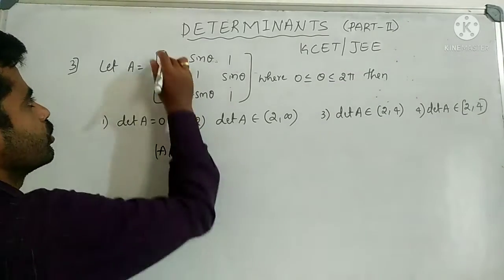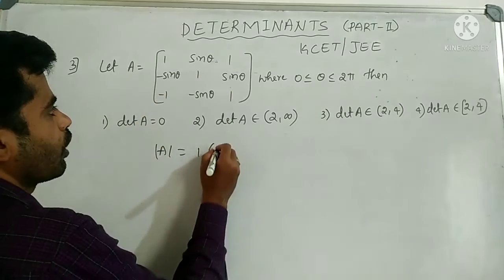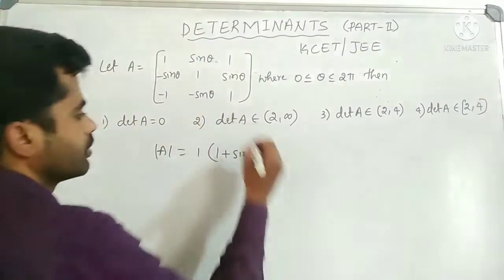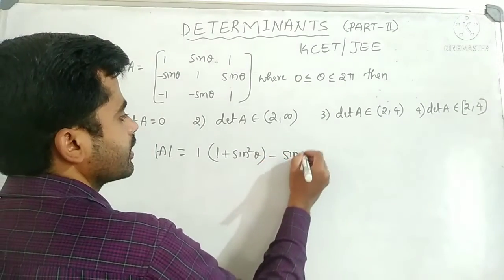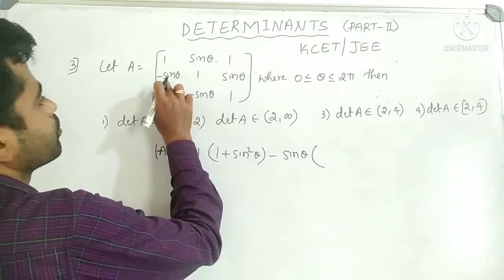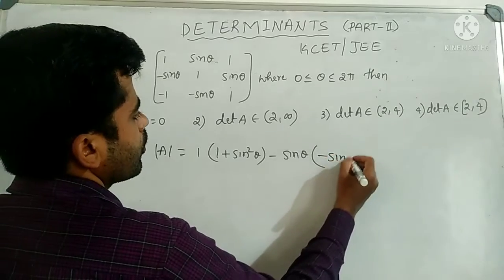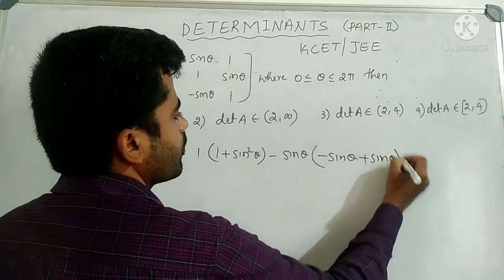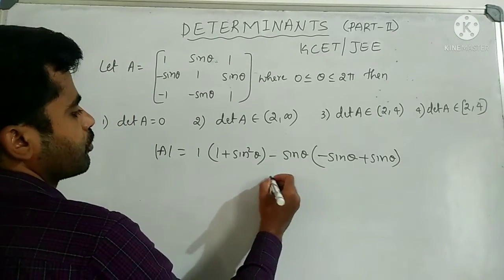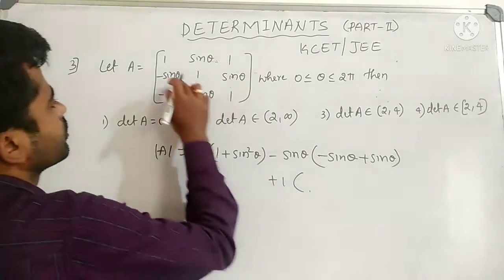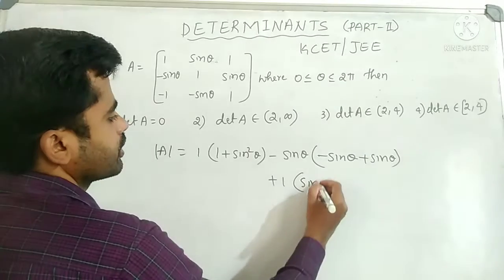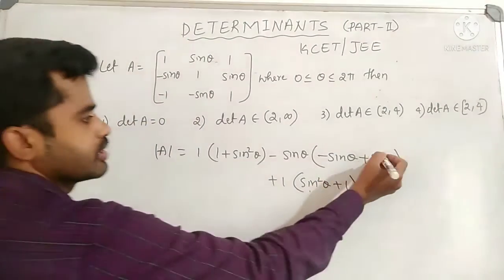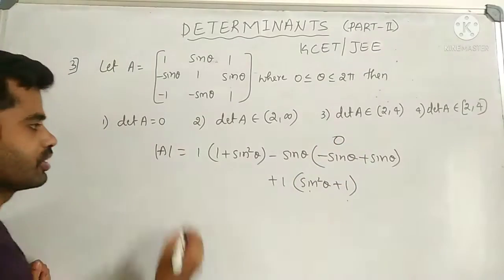Determinant of A is equal to 1 into (1 plus sin square theta), then minus sin theta times minus sin theta, which becomes plus sin theta, then plus 1 times (plus sin square theta plus 1). Okay, this becomes 0. This is totally 0. Then what is that?